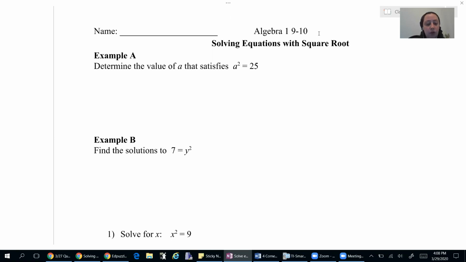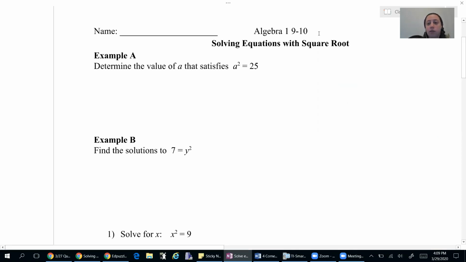In our last video, we learned how to solve equations by using the inverse. We said the inverse of plus is minus and vice versa, and the inverse of multiply is divide, the inverse of divide is multiply. Today we're going to learn about one more.